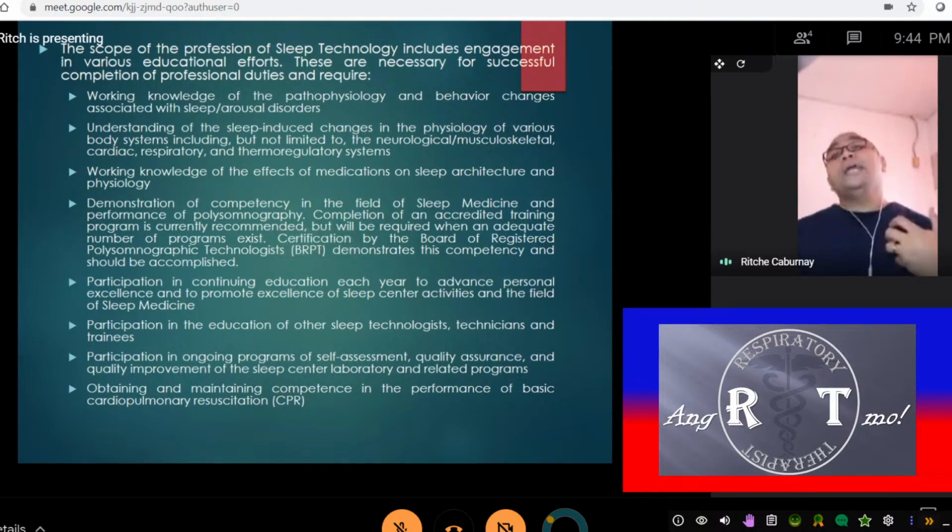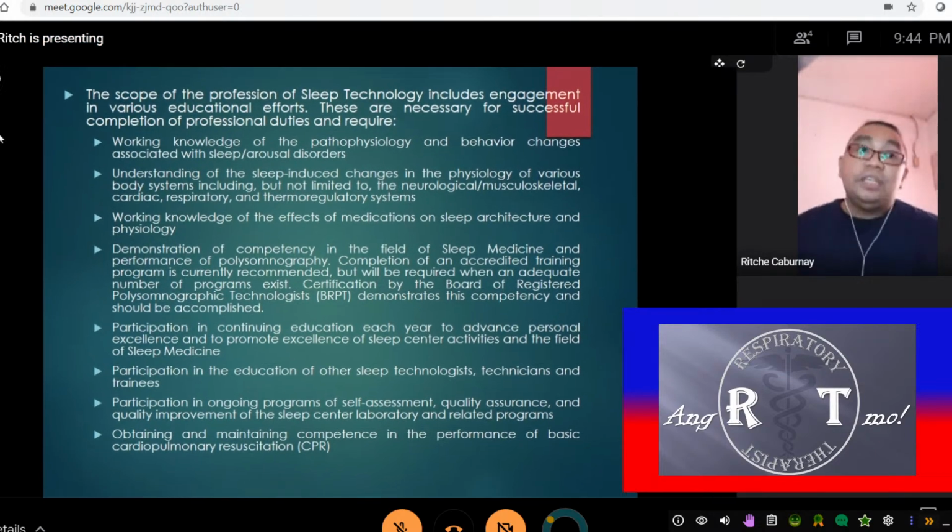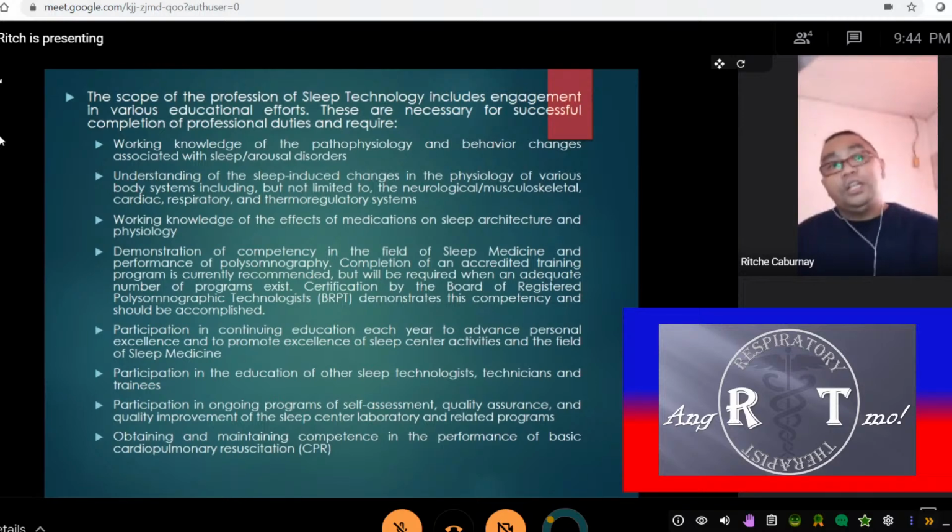That's the reason why the majority of sleep technologists are in the allied health profession, specifically those with at least a background in the study of the neurological, musculoskeletal, cardiac, respiratory, and thermoregulatory systems. You also have a working knowledge of the effects of medication on sleep architecture and physiology.